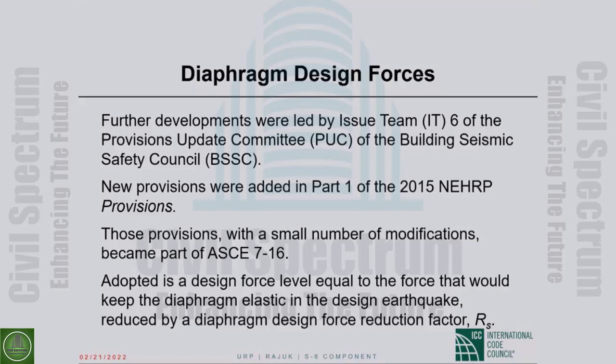Flat plate columns will not be part of the resisting system. So you will never have a situation where your slab will not sit on a beam or a shear wall. Yeah, that's a good answer.